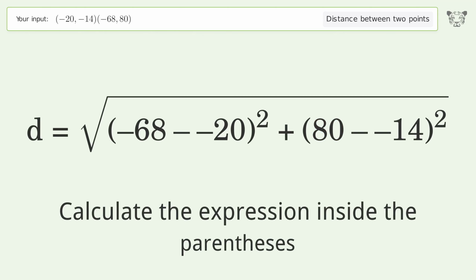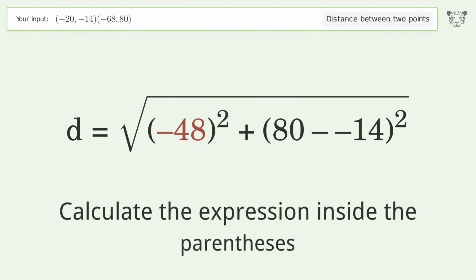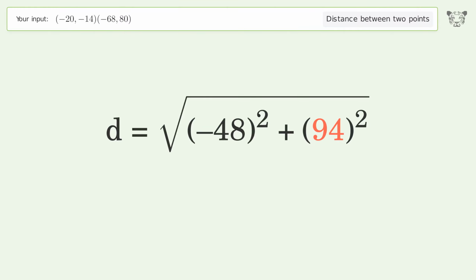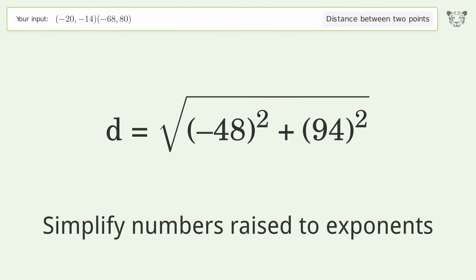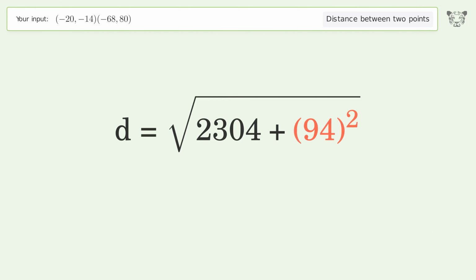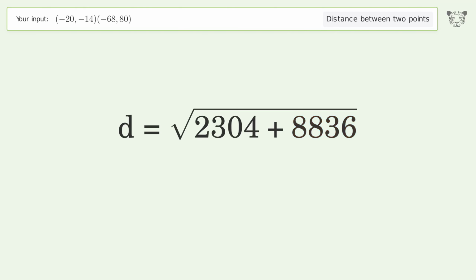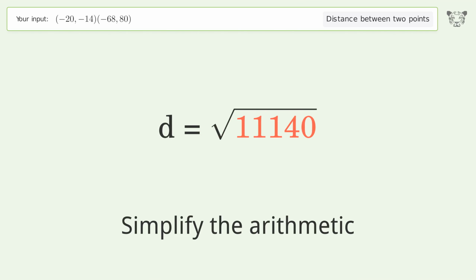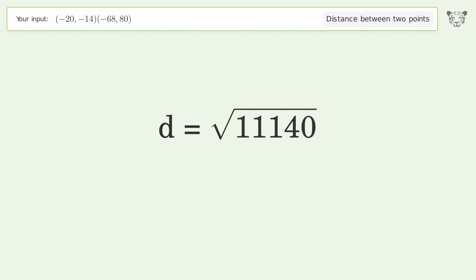Calculate the expression inside the parentheses. Simplify numbers raised to exponents. Simplify the arithmetic. And so the distance between the 2 points is the square root of 11,140, or 105.546.